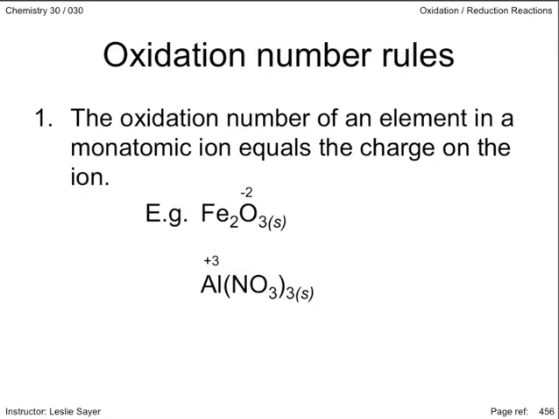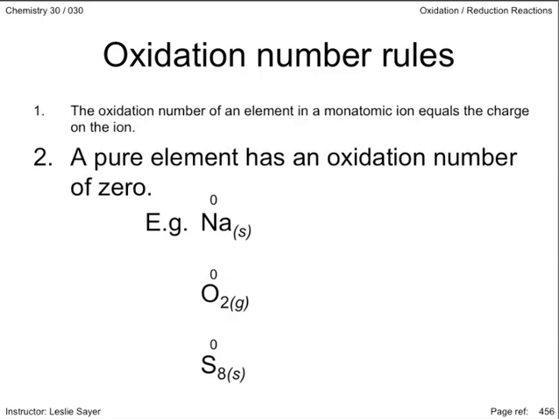Rule number 1, the oxidation number of an element in the monatomic ion equals the charge on the ion, and this follows the previous examples. An oxygen ion, as found in iron 3 oxide, for example, has an oxidation number of negative 2. The aluminium ion in aluminium nitrate is positive 3. Rule 2, a pure element has an oxidation number of 0. The number of protons equals the number of electrons. There's no net charge. Even in diatomic and polyatomic elements, electrons are shared equally between the atoms. So there's no net loss or gain of electrons. The oxidation number is 0.